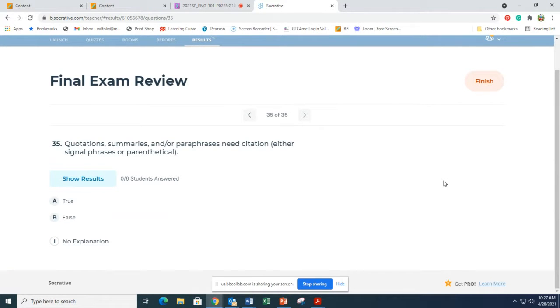Quotations, summaries, and or paraphrases need citation, either signal phrases or parenthetical. So stuff you quoted, summarized, or paraphrased from sources needs to be cited, either as a signal phrase or a parenthetical. True or false?